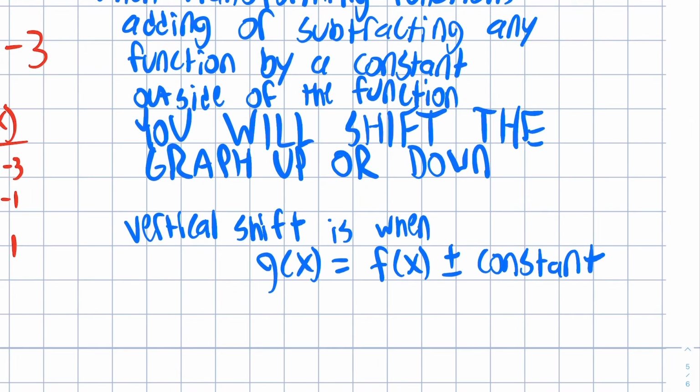A vertical shift is whenever you have a new function, and that new function just takes the old function and adds or subtracts a constant. That plus or minus means it's either going to add or subtract.